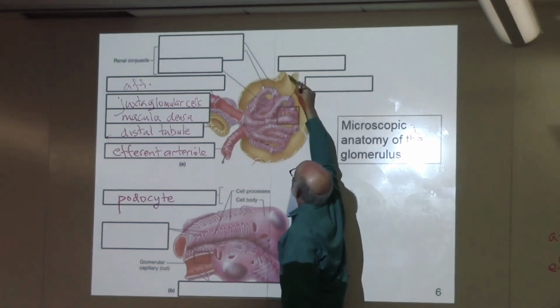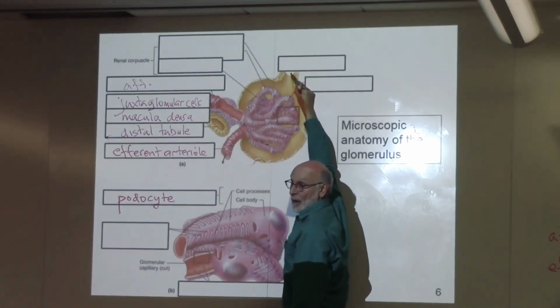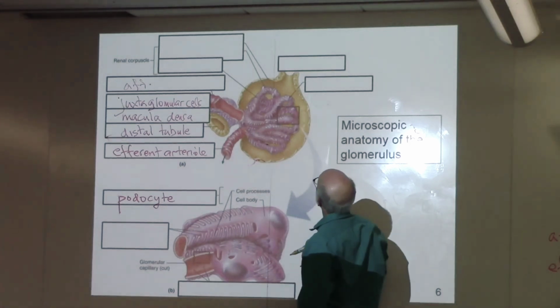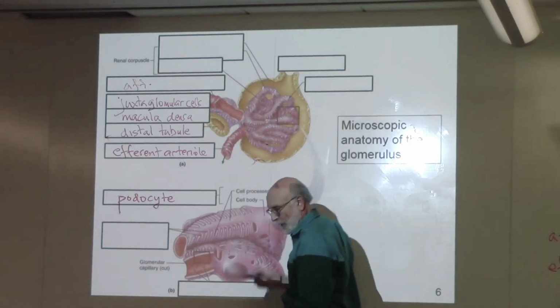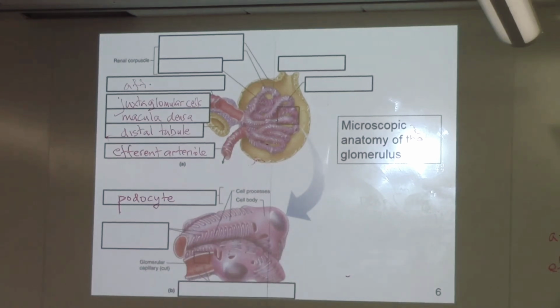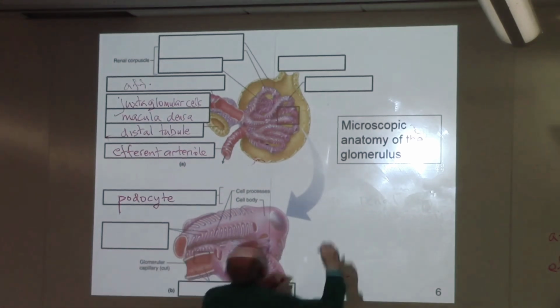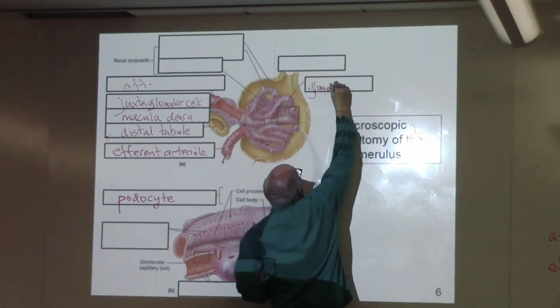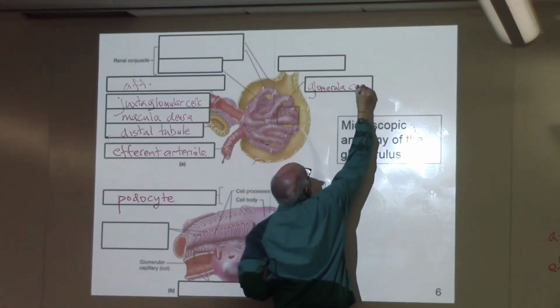So what's the name of this right here? That's the beginning of the proximal tubule. And what's the name of what goes in there? It's a glomerular capillary. So this is a glomerular capillary.